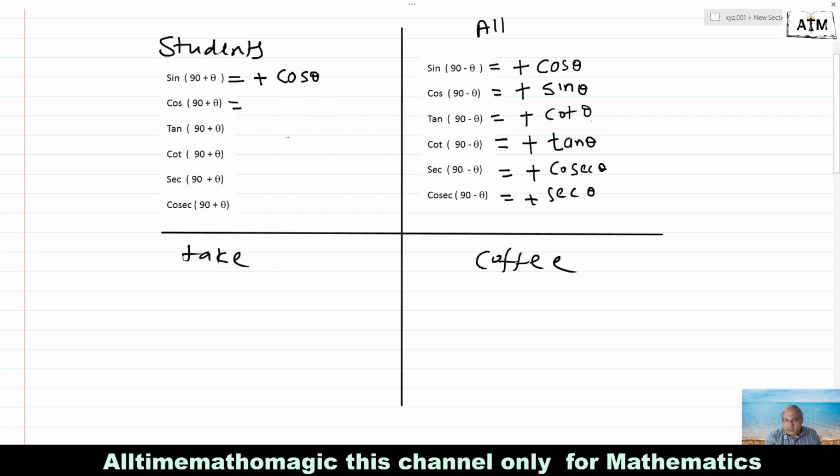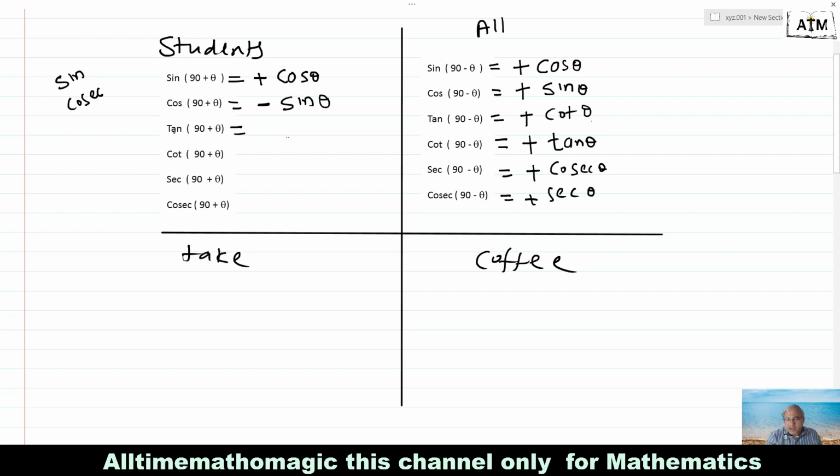After that, cos 90 plus theta. Cos is negative in the second quadrant. I want to revise here. In the second quadrant, only sin and cosec are positive and the remaining are negative. So cos is negative in the second quadrant, so write the minus here. Then what is the angle? 90. Allied conversion for cos is sin. And what is the angle? Theta. So it is minus sin theta.